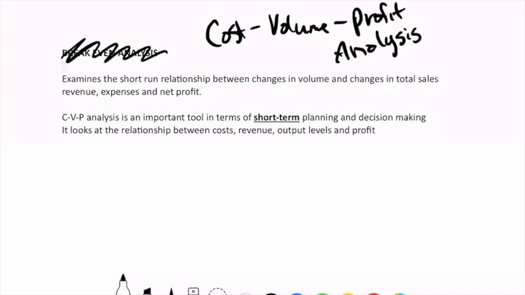And this is pretty useful because it tells you what you can do with this type of analysis. You can understand the varying trade-offs between volume and profit, volume and cost, and so on. It's a very helpful tool because it helps you understand short-term planning and decision making. Again, it's only for the short term. It's not for something that's long term. And there are some limitations to the way that we approach a break-even analysis or CVP analysis, because it's based on certain assumptions.